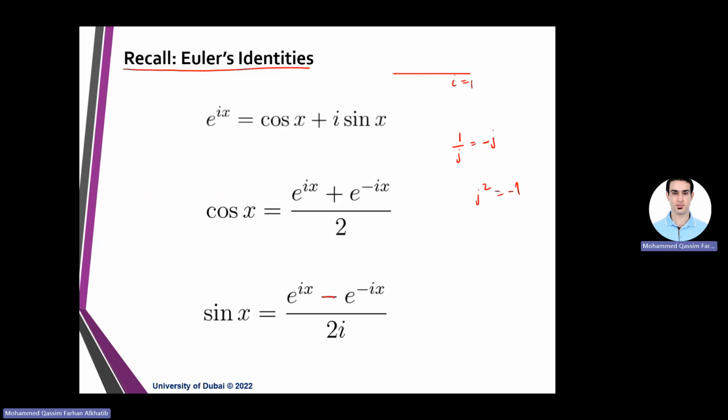Okay, we've done this before, the Euler family of identities. And just a recall here, 1 over j equals negative j, and j squared is negative 1. So just a refresher here about the complex number j. The reciprocal of j is negative j, and when you square j it is negative 1.